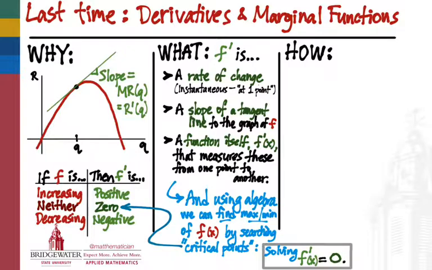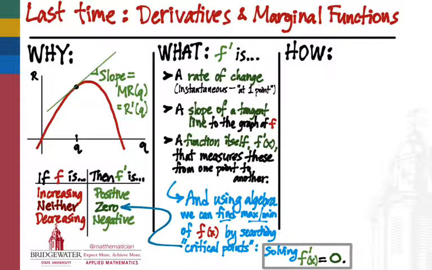And so the key algebra step in finding critical points, maximum, minimum points, is identifying the derivative function, setting it equal to 0, so that we're finding places where the function is neither increasing nor decreasing, and then using algebra to hopefully solve that equation for x. So that's what it is. How do we do it?